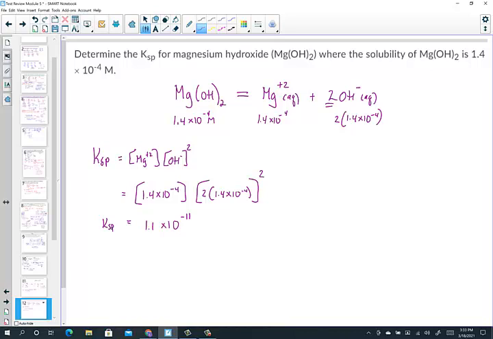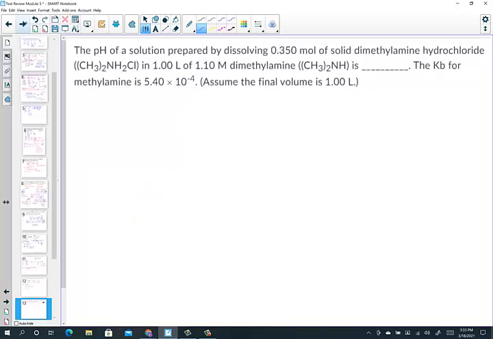Now I picked this one simply to remind ourselves when finding concentration, think about stoichiometry and remember to use those coefficients as exponents in your expressions. These are so much easier than titration problems.